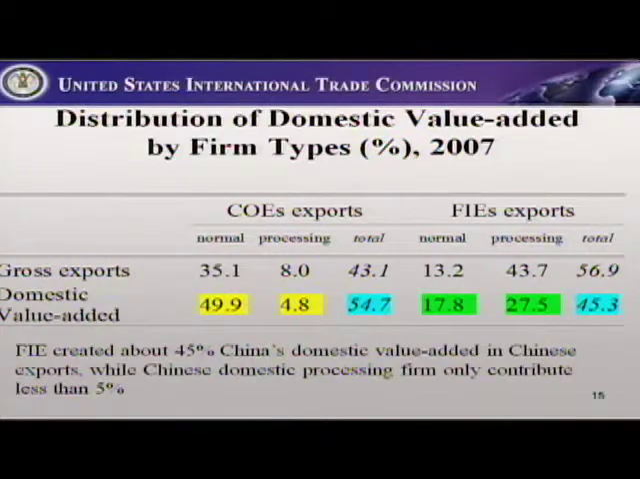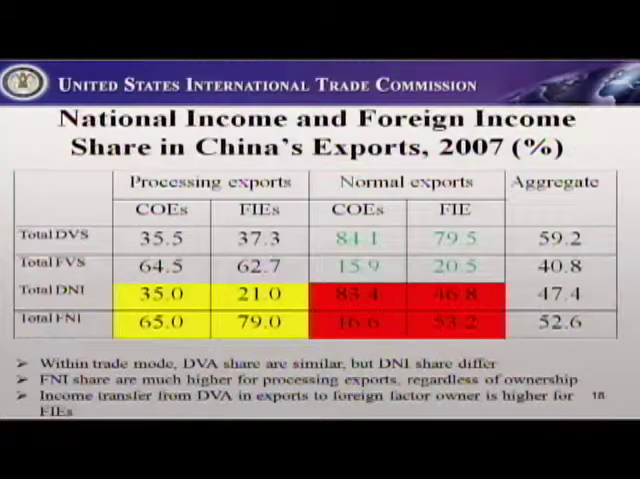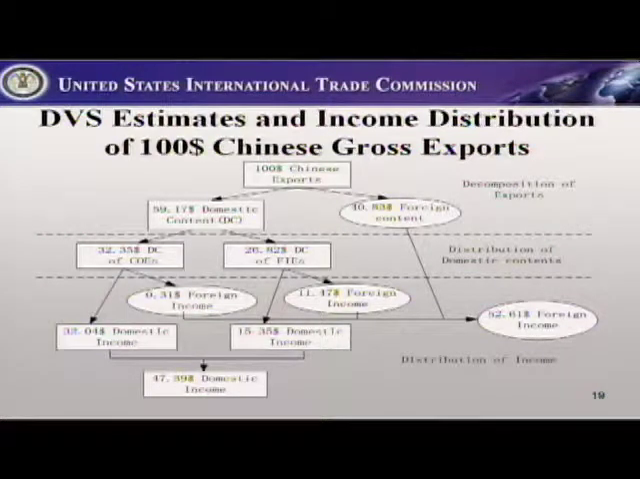But this distribution will be very different. Okay, let me go back to the sector results. I want to give this first. See this graph. We further transfer the domestic value added into factor income, into gross national income. For example, this graph shows $100 of Chinese exports. They will have 59 cents of domestic content, or domestic value added, and 41% is foreign value added. However, of the 59% domestic value added, 32% comes from Chinese domestically owned firms and 27% comes from foreign firms.